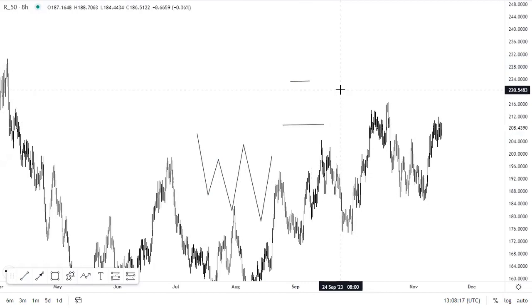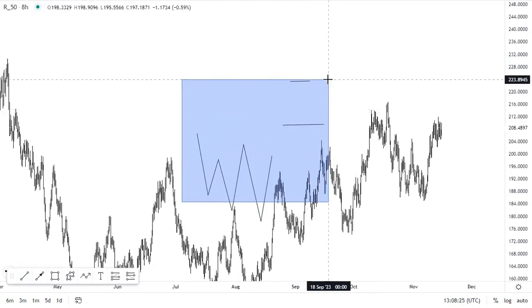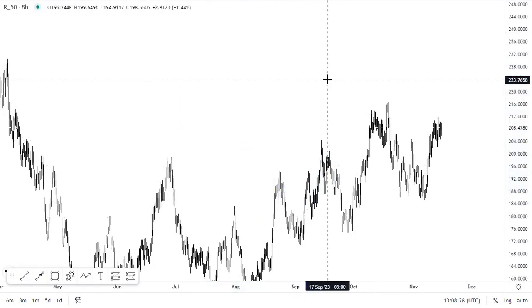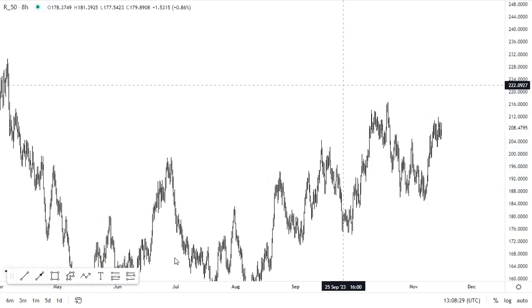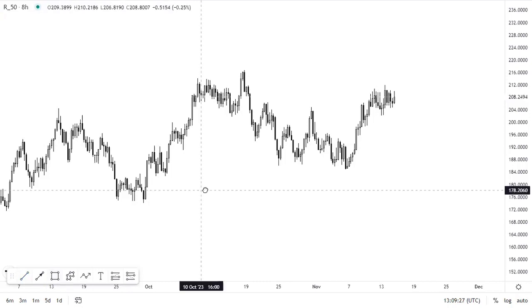So let's just check it in the real-time activity of the market. So our hunt of liquidity is in the market.